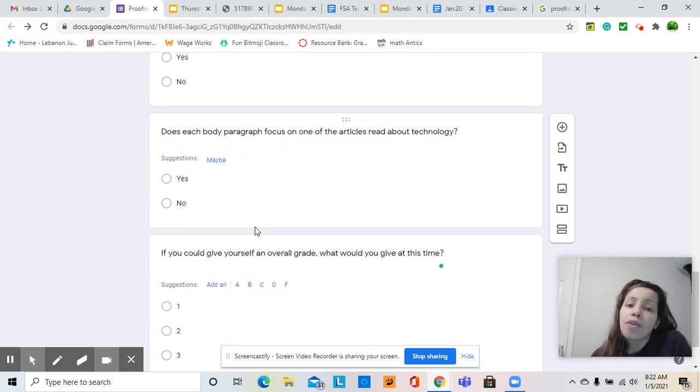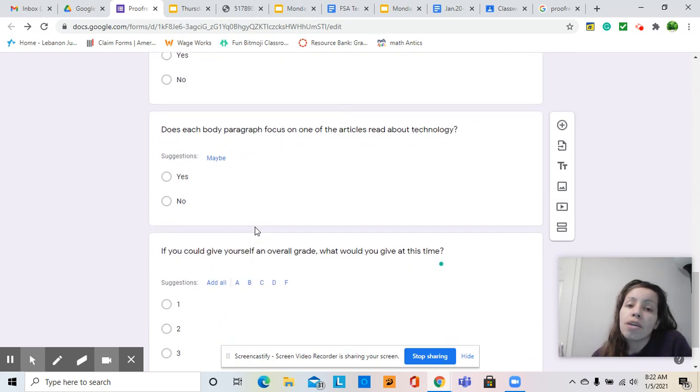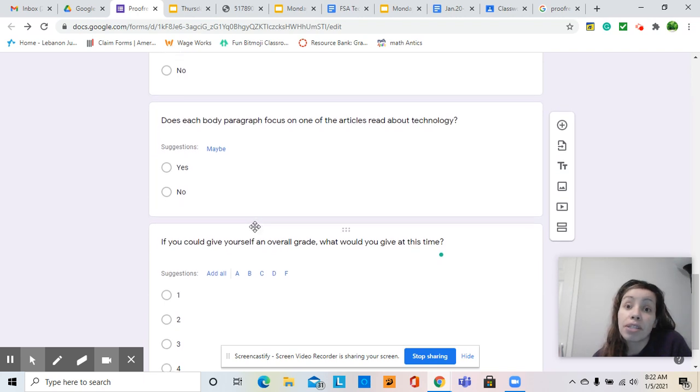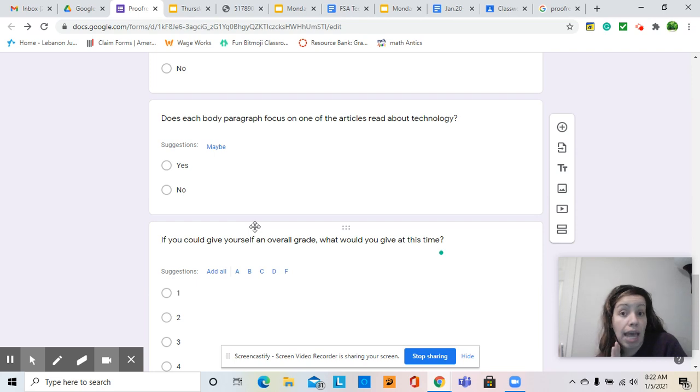Does each body paragraph focus on one of the articles that we read about technology? So it has to be focused. It has to have a thought to it. Okay, you can't just write randomly about anything you want. It has to be about those articles informing the reader.